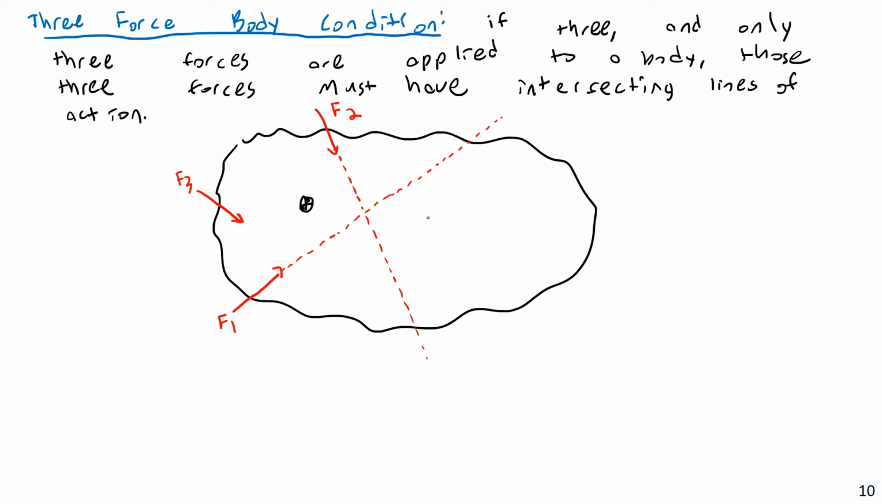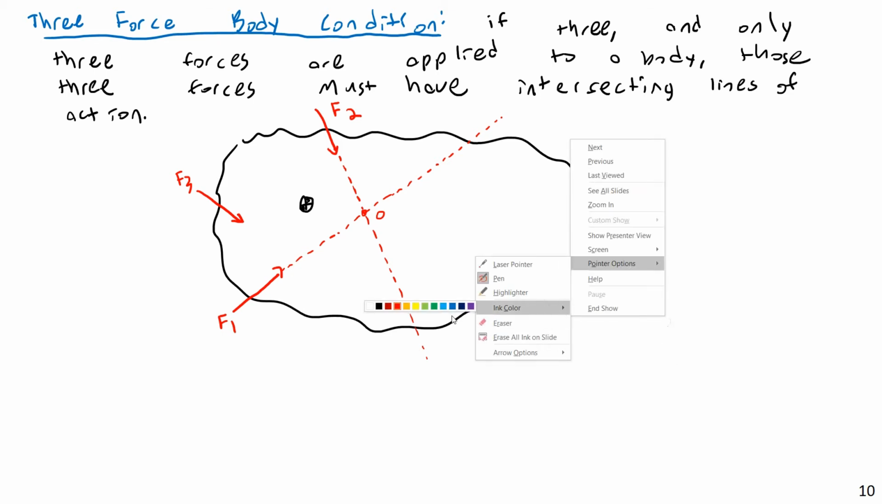Well, again, if something is to be in equilibrium, it must be in equilibrium about all points. So let's say I have this point, let's say I call this point O. If I do a summation of moments about point O, what's going to happen?